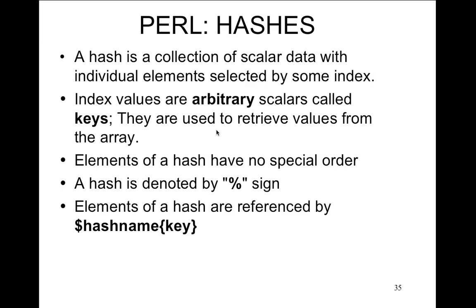But the items, you search for the item. You don't usually go item number 1, item number 2, item number 3. Instead, you ask for the key, and it gives you the value that's associated with the key, which is a little faster lookup than trying to remember index values. So they're used to retrieve values. The elements of the hash have no special order to them, and the hash is denoted by the % sign, as we've seen in the previous lecture. So elements of the hash are referenced like this. We have the curly brackets for the key.